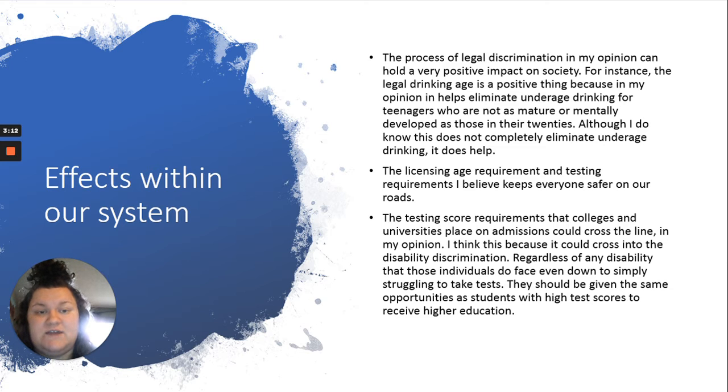The licensing age requirement for driving and the testing requirements, I believe, also help us to keep our roads safer. The testing score requirement that colleges and universities place on admissions is the one that, as I said, could cross the line, in my opinion. I think this because it could cross the line into disability discrimination, regardless of any disability that those individuals do face, even simply struggling to take tests.